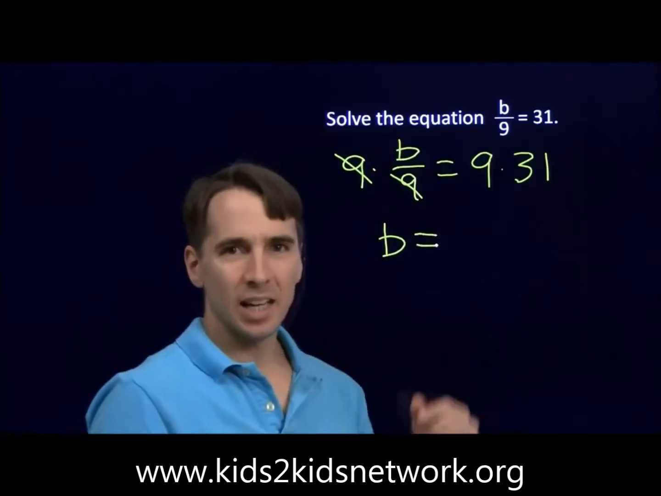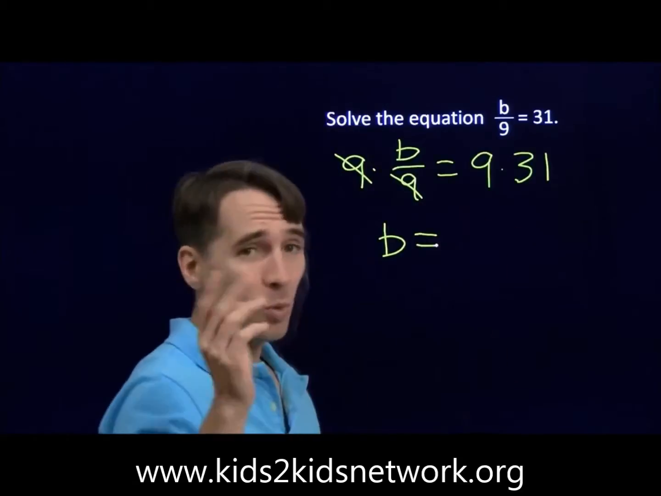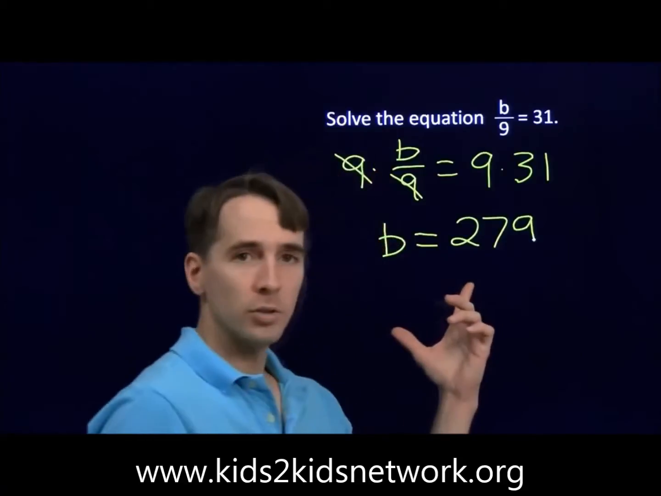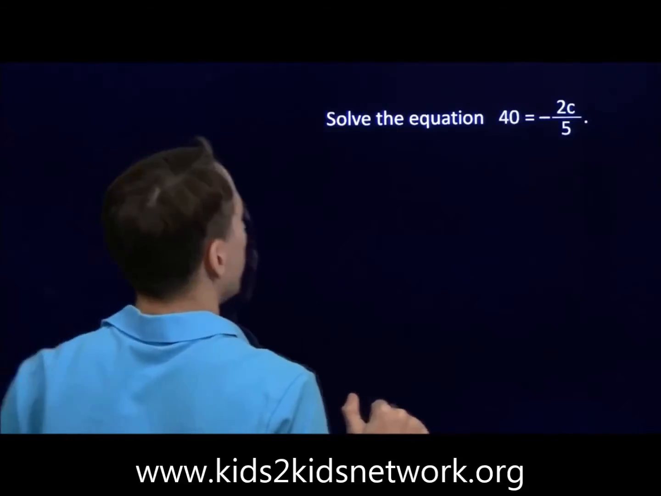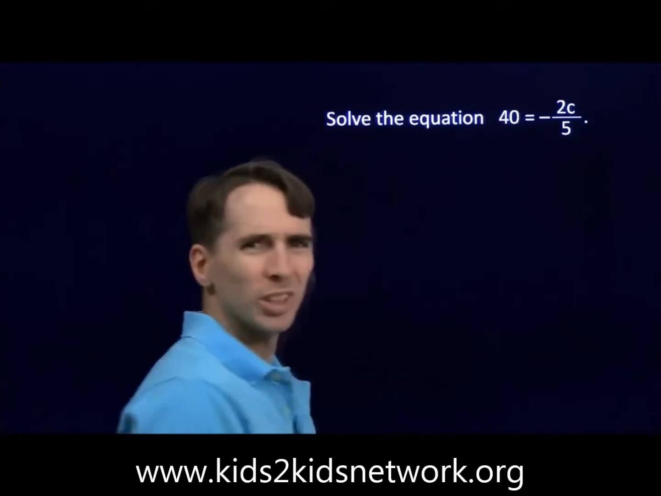And b is 9 times 31. 9 times 30 is 270. 9 times the 1 is another 9. And that gives us 279. And we're on to the final equation. Yikes. We have all sorts of complications here.